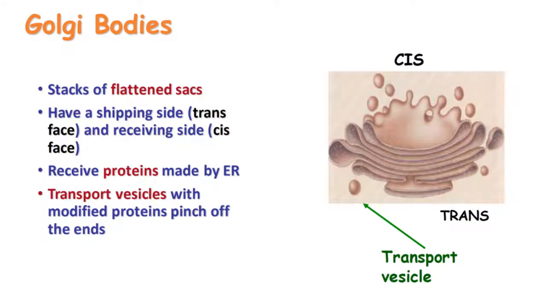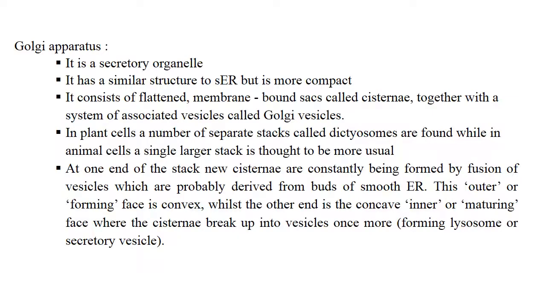Golgi bodies. These are stacks of flattened sacs, with a shipping side, that is the trans face, and a receiving side, that is the cis face. They receive proteins made in the endoplasmic reticulum. Transport vesicles with modified proteins pinch off the ends. The Golgi apparatus is a secretory organelle.